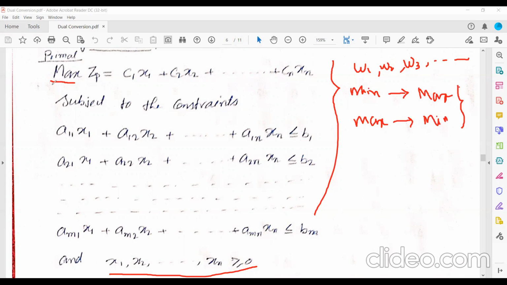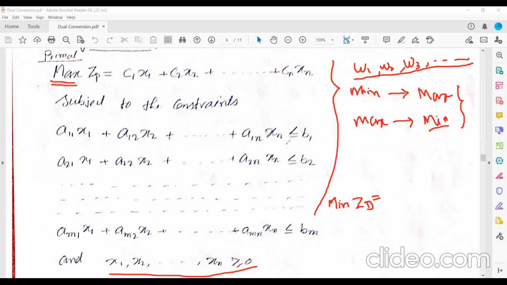Here the primal is a maximization problem, so its dual will be a minimization problem. So we will write minimum z, and since it is the dual, I am writing z with suffix d. If you want to write it otherwise, that is also okay. And we will introduce new variables. These are the dual variables, w1, w2, w3 and so on.